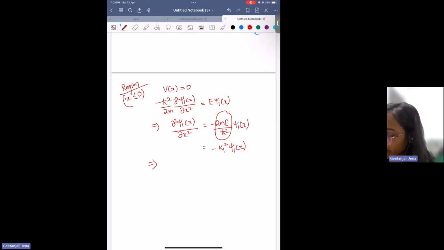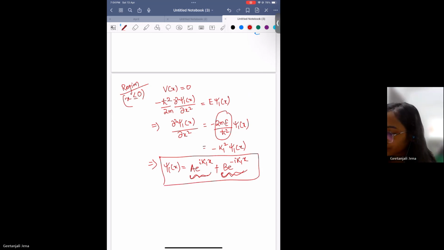This solution you already know. It is an oscillatory solution, which is A e to the power i k1 x plus B e to the power minus i k1 x. The first term is the wave or stream of particles that is incident on the potential barrier, and the second is the stream of particles that get reflected due to the potential barrier. So this is for the first region.